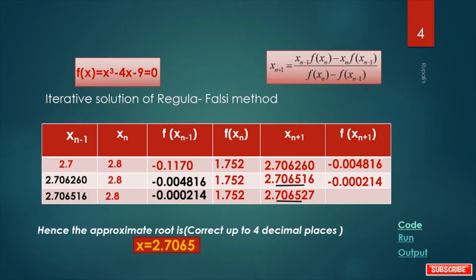In this table, there are 6 columns. First, xn minus 1, it is 2.7, xn, it is 2.8. You have to calculate f(xn minus 1), you have to calculate f(xn), you have to calculate xn plus 1 by this formula, and then calculate f(xn plus 1). If the value of f(xn plus 1) is negative, then you have to change the value of xn minus 1 in the next step. And if the value is positive, you have to change the value of xn. In this way, you have to continue till you get the root, that is the approximate root that is correct up to 4 decimal places.